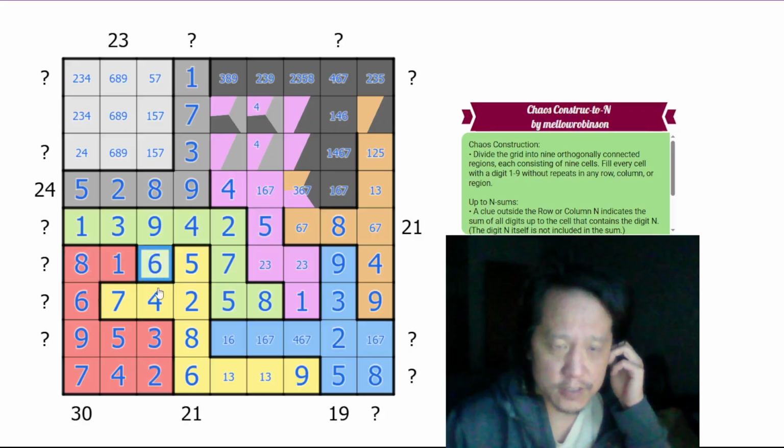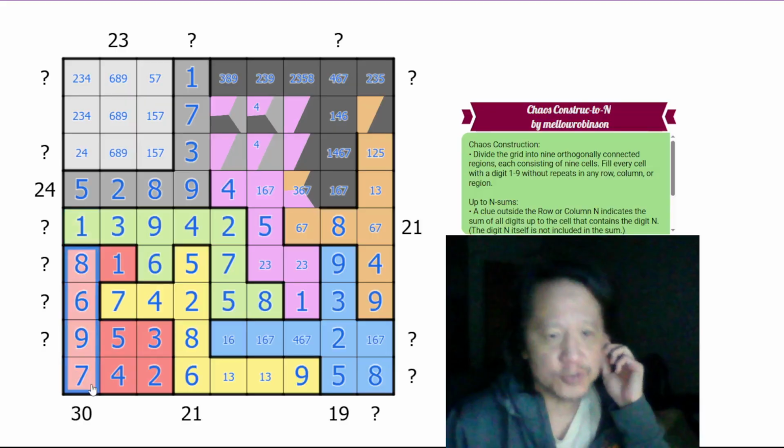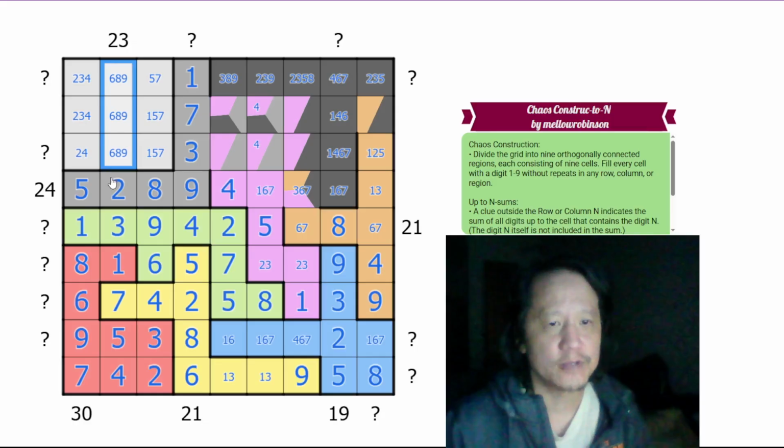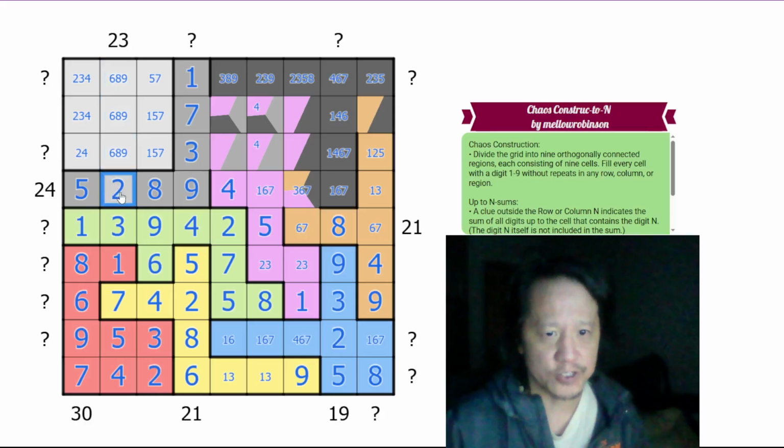Same region 6, different region 6. Same region, different region 7. Same region, different region 8. Same region, different region 9. This adds up to 30, and then we have 1. This adds up to 23, and then we have a 2 with different region.